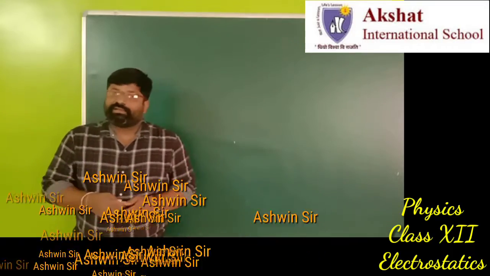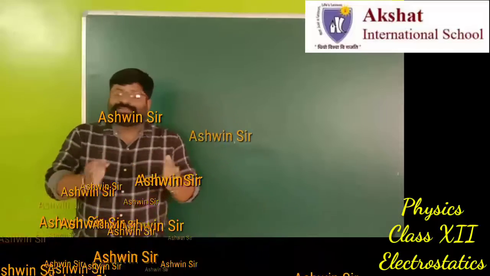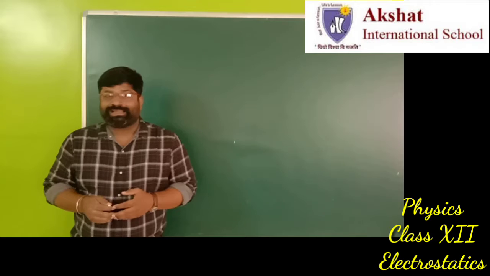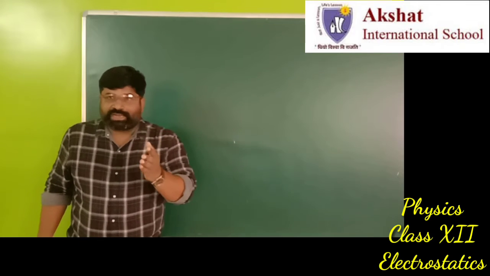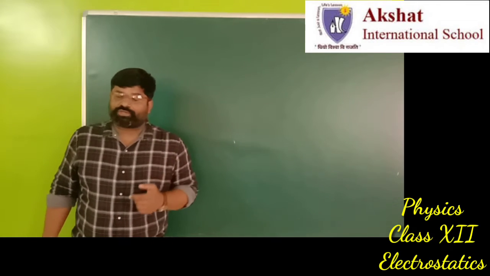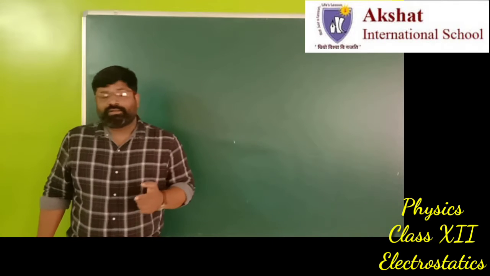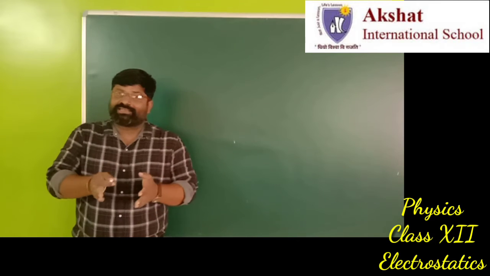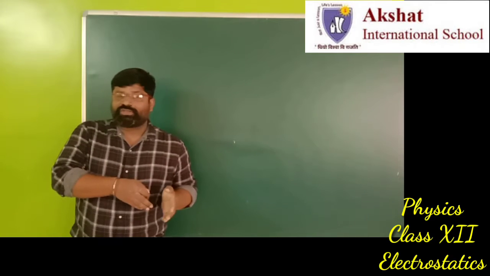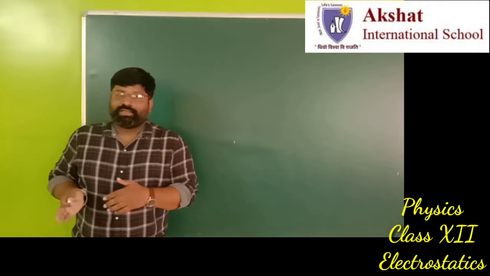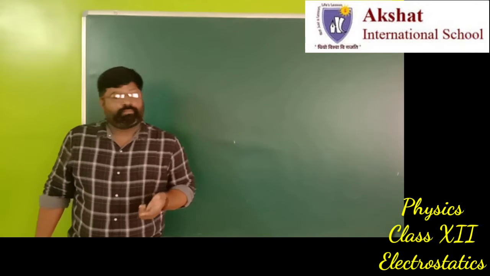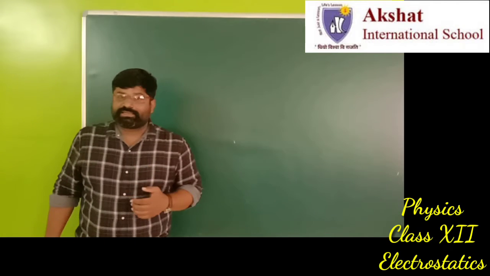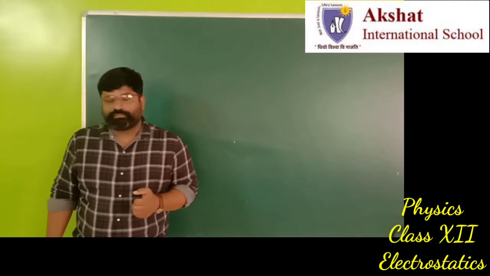In the last lecture, we had discussed the vector form of Coulomb's law, in which we had studied that the electrostatic force of attraction or repulsion follows Newton's third law. That is, the force exerted by one charge on the other point charge is equal in magnitude but opposite in direction. That is the topic which we had discussed, the vector form of Coulomb's law.